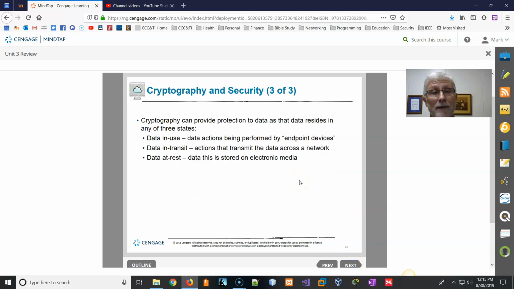Now, cryptography can provide protection for data that resides in one of three states. One, data in use, which is data being acted on by endpoint devices, your phone, your computer. It could also provide protection for data in transit, which means when it's being transmitted across the network, whether Ethernet or wirelessly, or data at rest, which is data stored on electronic media, on your disk drive or flash drive.